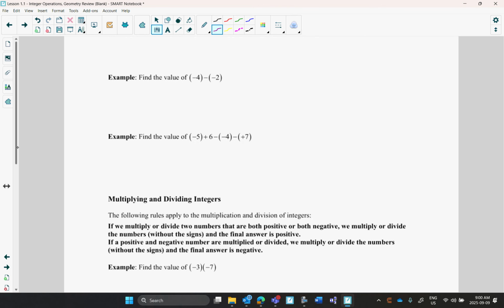One more before we go on to more than two. What would this look like without parentheses? Remember, if there's no sign in front, you always assume plus. So plus minus makes a minus. Two negatives turn into addition. So we get negative 4 plus 2, which is negative 2.